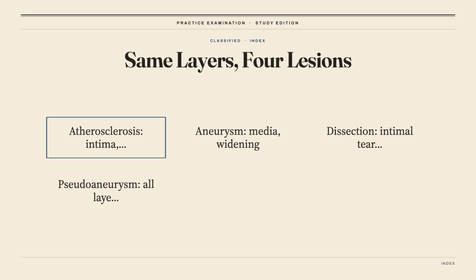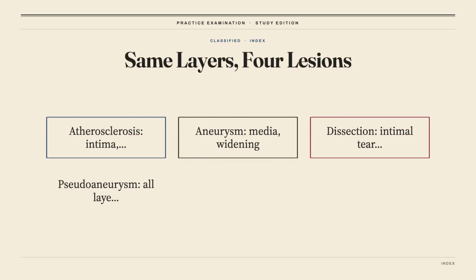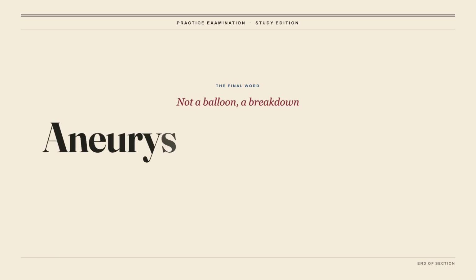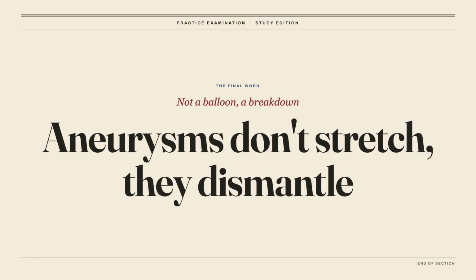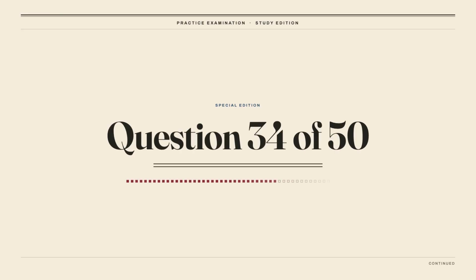Atherosclerosis begins at the intima and narrows the vessel, causing downstream ischemia. Aneurysm reflects failure of the media and produces widening that risks rupture. Dissection starts as an intimal tear that splits the media into a false channel, and pseudoaneurysm is a hole through all layers with blood contained outside the vessel. An aneurysm is not stretching of intact material that could recover if pressure dropped. The structural scaffolding has been enzymatically dismantled and is not coming back, which is why treatment aims to slow progression, and why definitive fixes are mechanical, not medical.